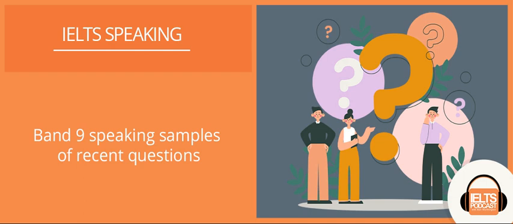There we go. We've got 3 Band 9 level answers for topics. These topics were taken from the examiner book, which covers September, October, November, December. Yeah, the 4 months.